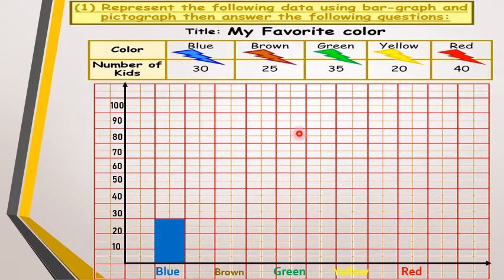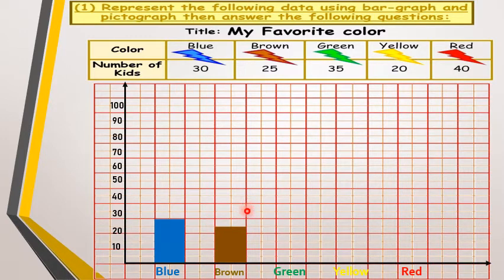Here I have brown, to reach 25. I don't have 25, but 25 is between 20 and 30, so I will draw to reach between 20 and 30. How to draw it? Use your ruler and put it here to draw a line on this line and a line on this line to make it like a bar, okay? And close the bar and color it with brown.